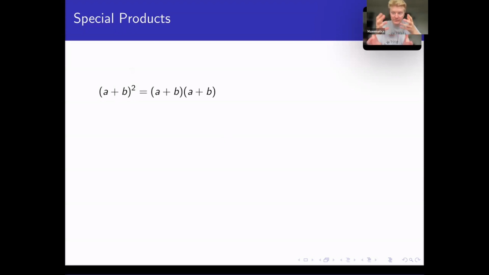Something squared is itself multiplied by itself. Well, this is foiling. So a squared plus ab plus ba plus b squared, but ab and ba are the same thing. So a times b is the same as b times a. 2 times 3 is the same as 3 times 2. So ab plus ba is 2ab. Also 2ba, but 2ab looks a little bit nicer writing terms in alphabetical order.